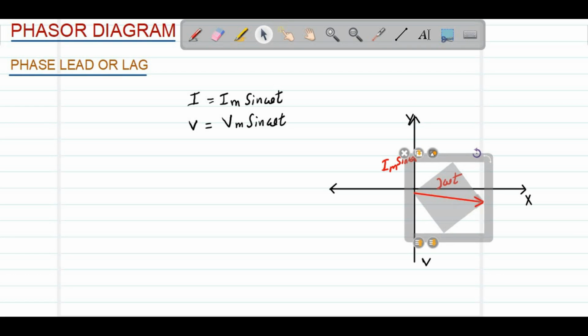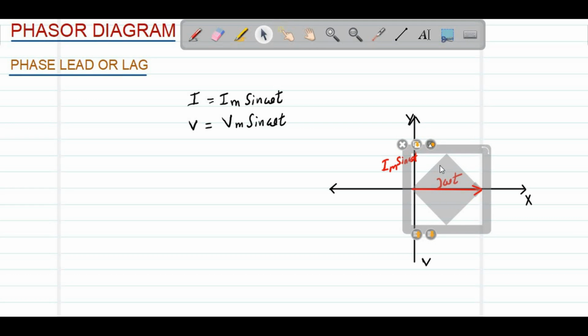and finally it completes one full rotation. When it reaches the same starting point, that is a total 360 degree rotation, sin 360 equals 0. So again I is equal to 0. Means right now there is no projection on the y-axis. When the vector rotates 360 degrees, in this equation I equals Im into sin omega t, if you substitute omega t equal to 360 degrees, sin 360 is 0, so I equals 0. The component of this vector on the y-axis is 0.